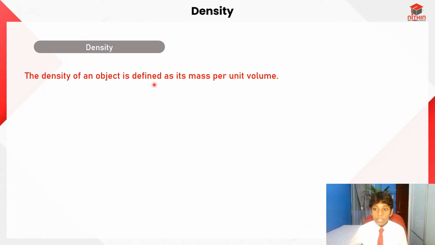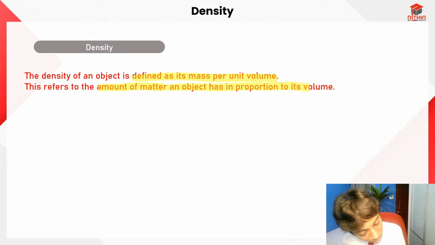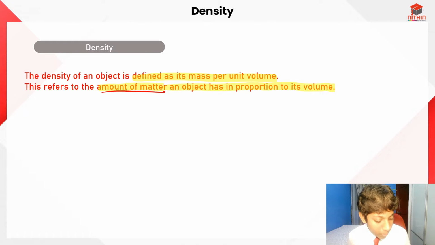So the density of an object is defined as its mass per unit volume. Now I'll tell you why. This refers to the amount of matter an object has in proportion to its volume. So, the amount of matter an object has in proportion to its volume.